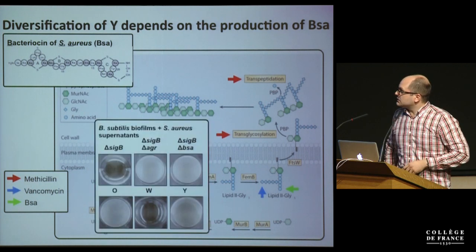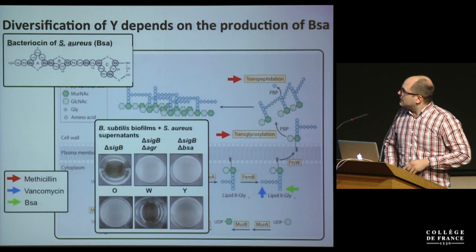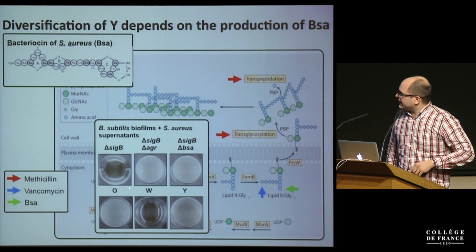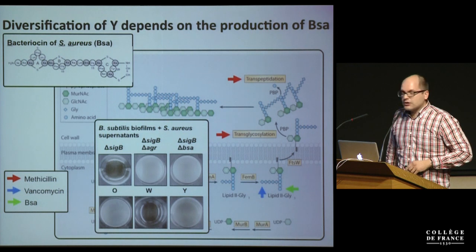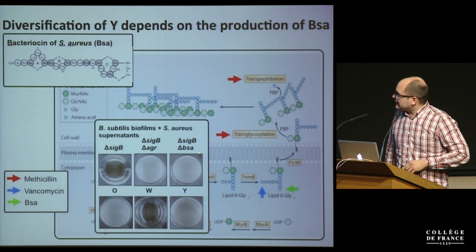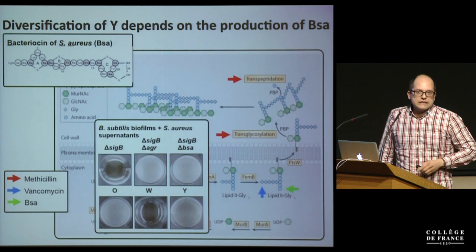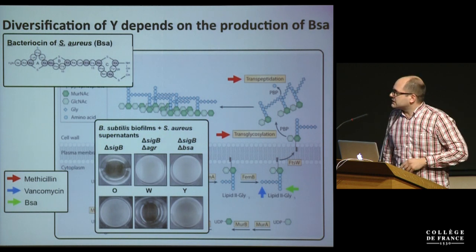We took supernatants of this antibiotic. We added them to Bacillus subtilis biofilms to see that the supernatant of the sigma B mutant has a super high antibiotic activity, but it is inhibited when we deplete either AGR or, of course, the genes that are responsible for antibiotic synthesis.